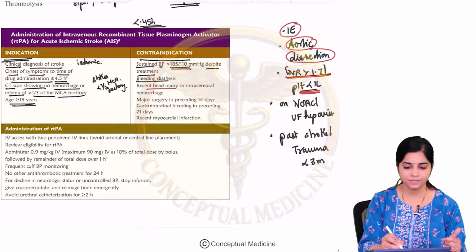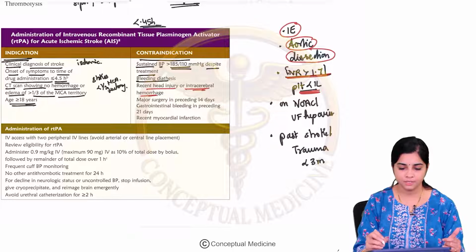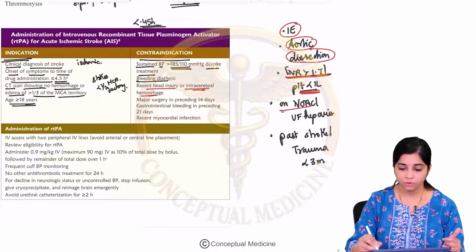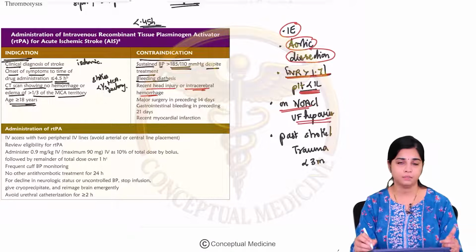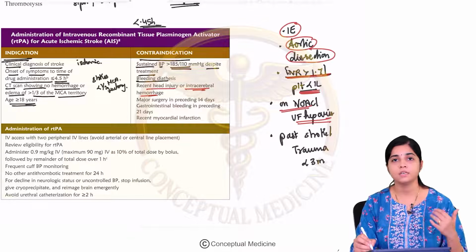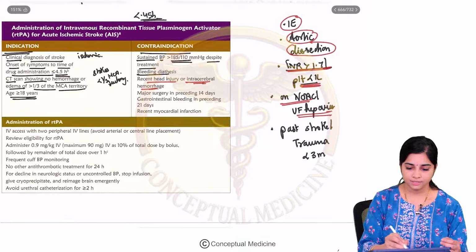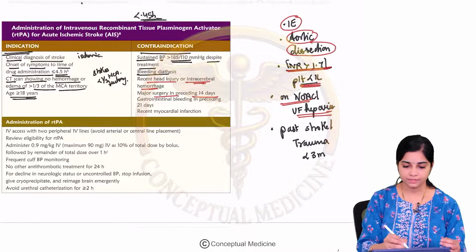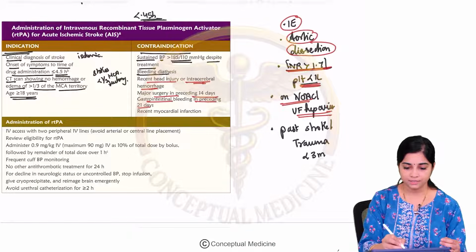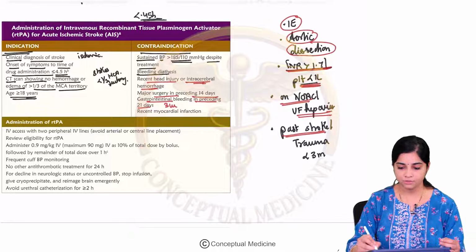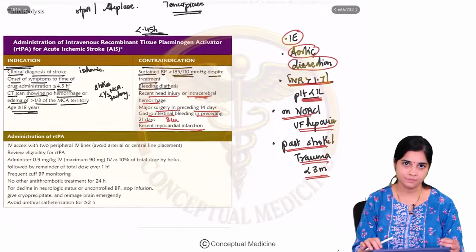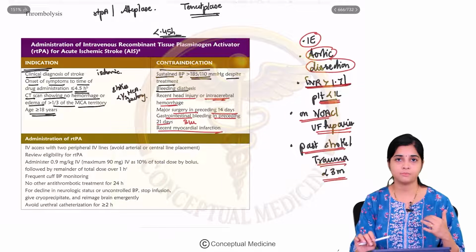History of recent head injury or intracerebral hemorrhage. Then the patient has been on NOAC or unfractionated heparin, because these are already anticoagulants. If you thrombolyze, there is a high risk of bleeding. Then major surgeries in the past 14 days. Then gastrointestinal bleeding in the past 3 weeks. Past stroke or trauma less than 3 months. And a recent MI. Recent MI has been removed from the latest thrombolysis guidelines.